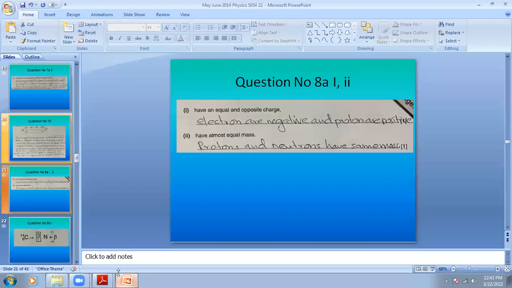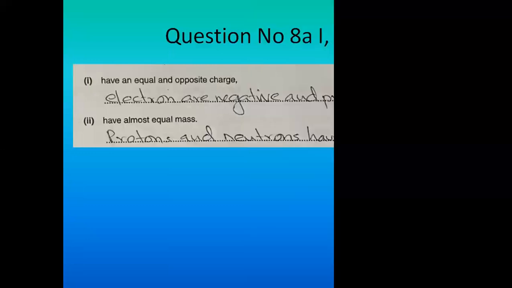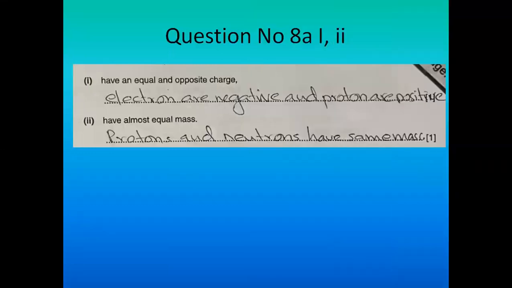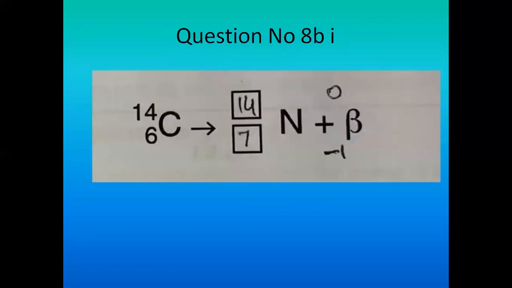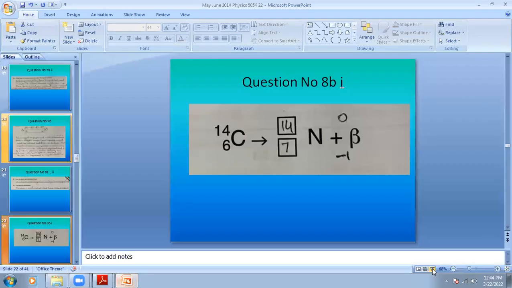So let me show you my answer. You see, because the beta particle is given out, and the beta particle's atomic number is -1 and its mass number is 0, the daughter nucleus which is formed will have 7 protons and 14 nucleons.